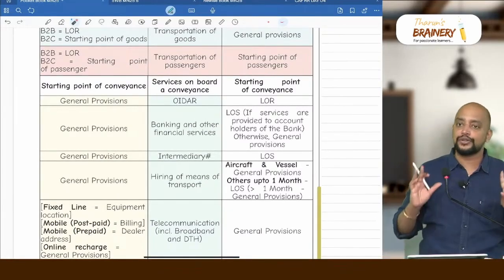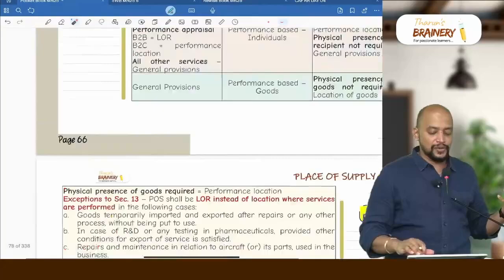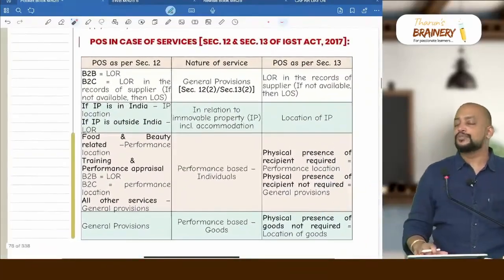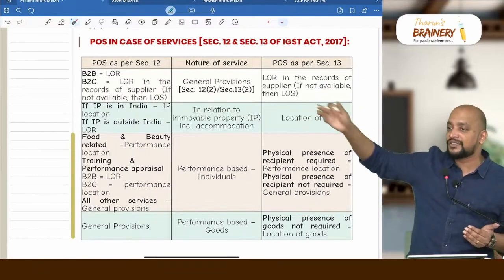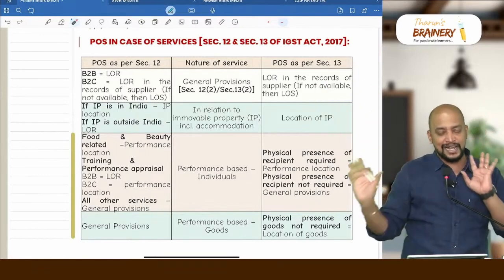These 2 special points you need to keep in mind. So therefore in section 12 from now on we should not remember B2B, B2C classification. You remember only B2C provisions because already you know where B2B will come and what will be taken as the place of supply in case of B2B.